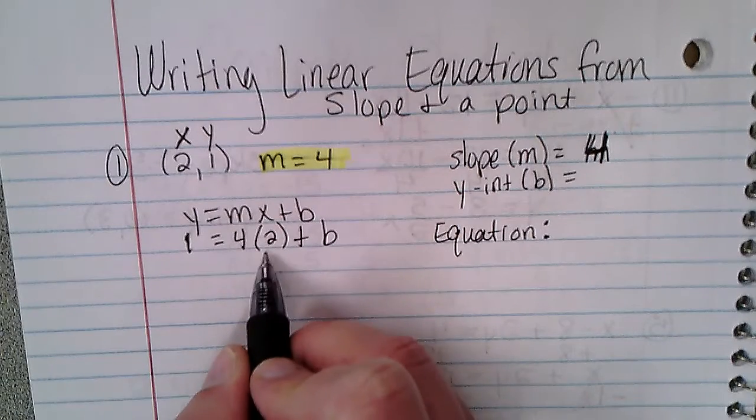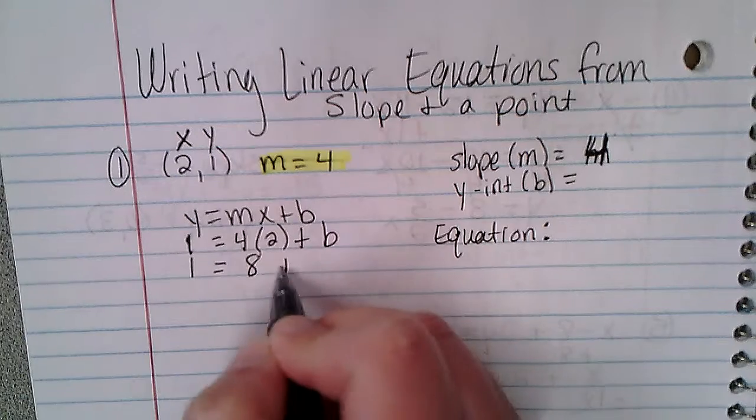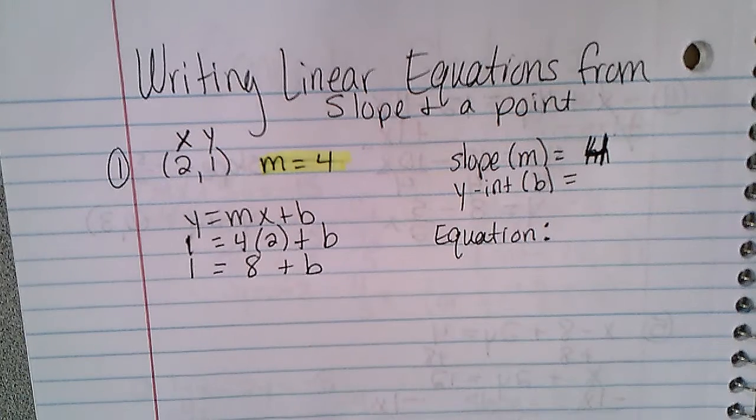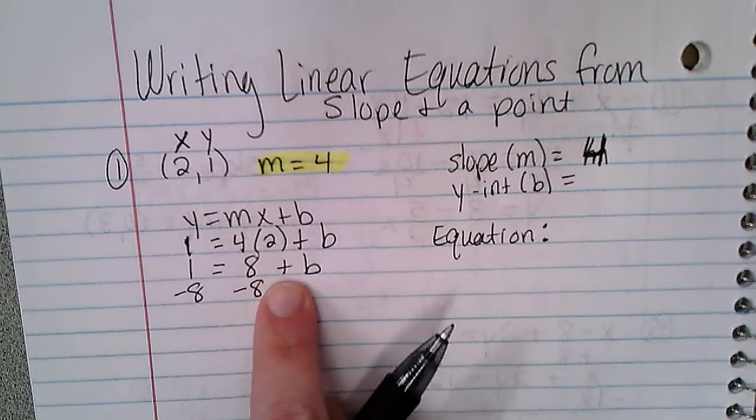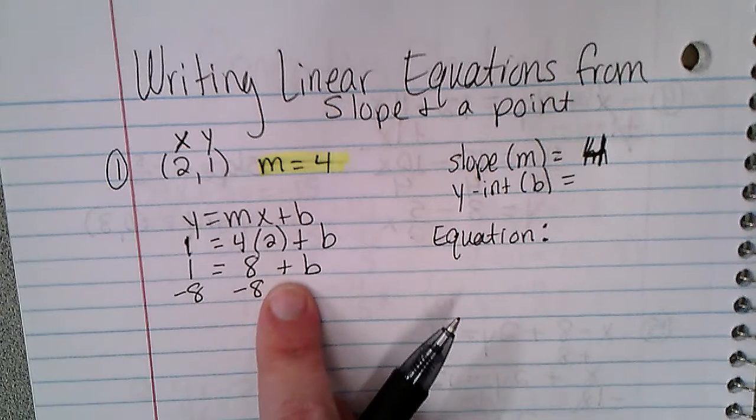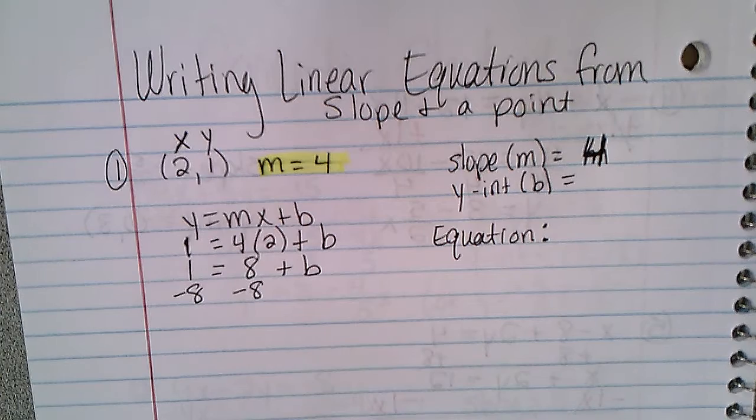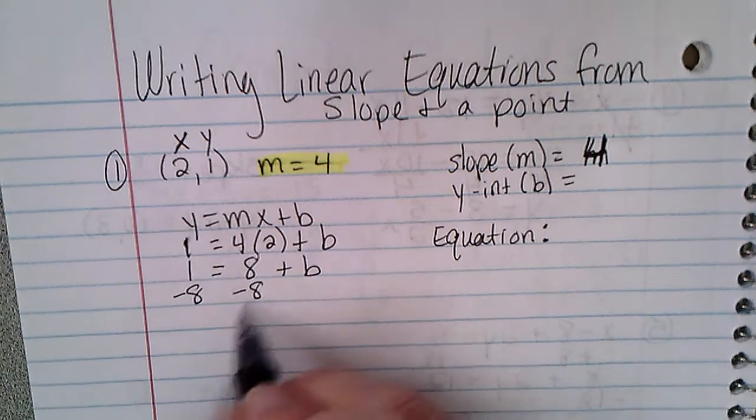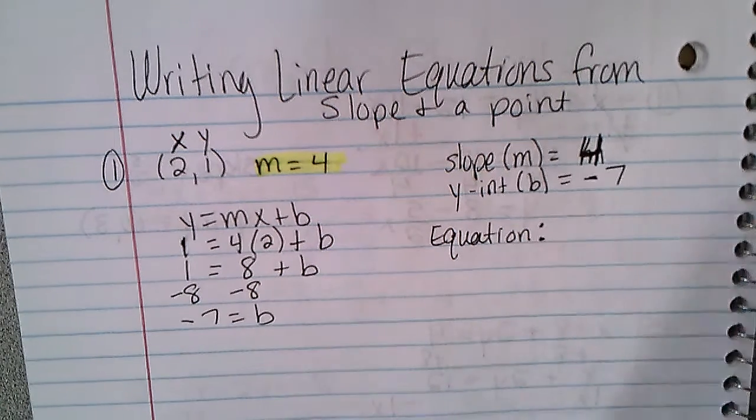We're going to multiply the 4 times the 2, simplify that, which is 8. Then since 8 is being added to b and the 8 is positive, to cancel out a positive 8, we would subtract. We don't divide because there is this plus sign separating the 8 and the b. If they were side by side without the plus sign, we would divide, but that plus sign is important there. So we subtract 8, so negative 7 is my y-intercept.